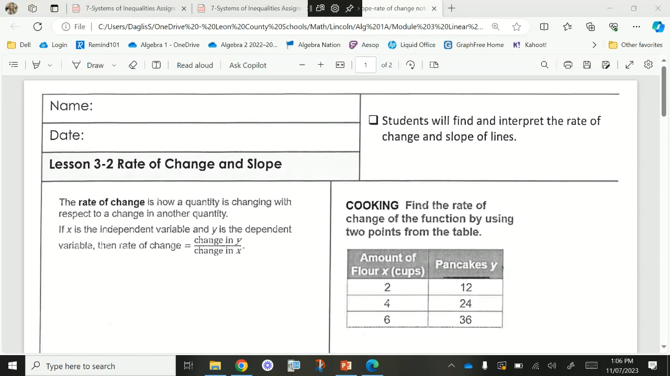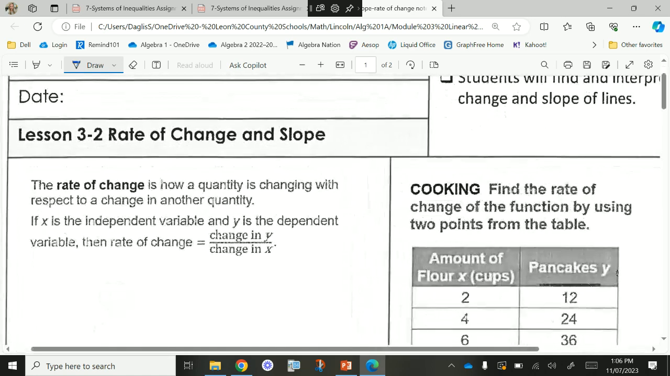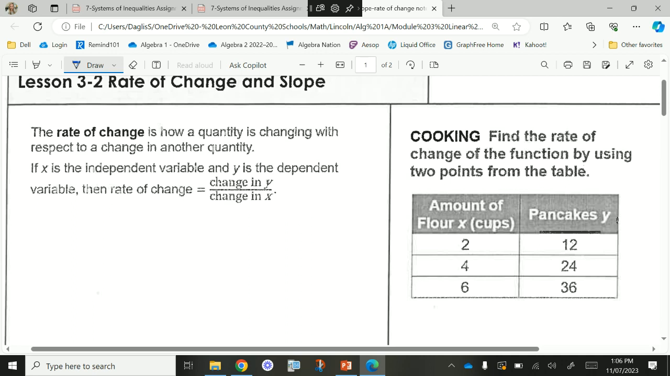Okay, we are moving on. We're still doing slope, but now today we're going to call it the rate of change. It's how a quantity is changing with respect to the change of another quantity. So now we're going to have words to what we're doing. It's not just going to be X and Y. Like our first example here, X is the amount of flour and Y is how many pancakes we get. So now we're going to have words that match up with our ratios.